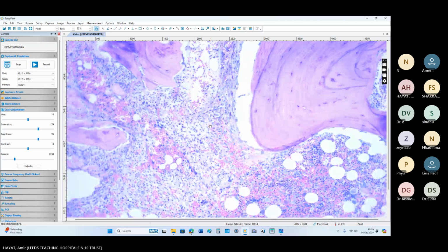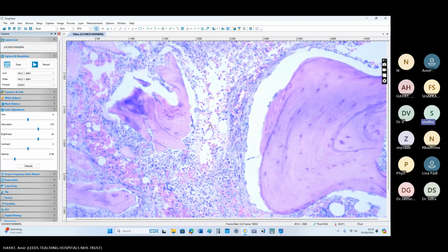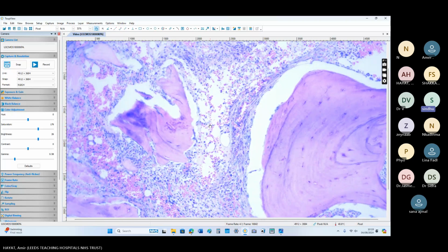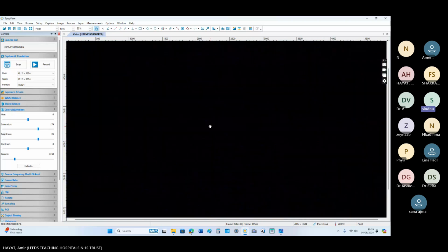Well, on low power, I can comment on the adequate length trephine biopsy. I can see three to five intertrabecular areas, and the bony trabeculae are slightly thickened. Sorry, which area is thickened? Adjacent to the trephine biopsy, the bony trabeculae are slightly thickened.